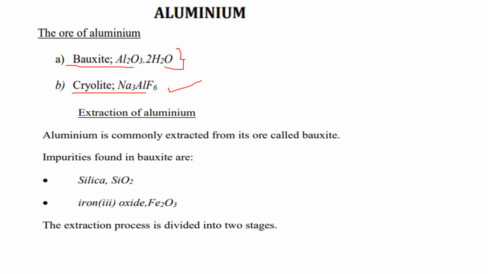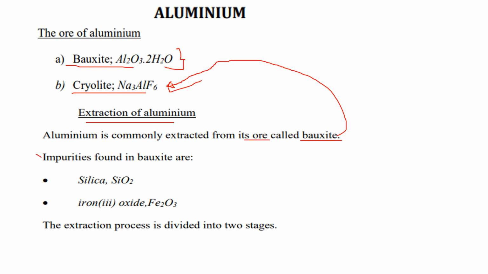So you are looking at extraction of aluminium, and we are saying that aluminium is commonly extracted from its ore. For the case of this video and for the case of your examination, you will be looking mainly at extraction using bauxite. Alternatively, the other ore from which aluminium can be extracted is trisodium aluminium hexafluoride, or what you can call cryolite.